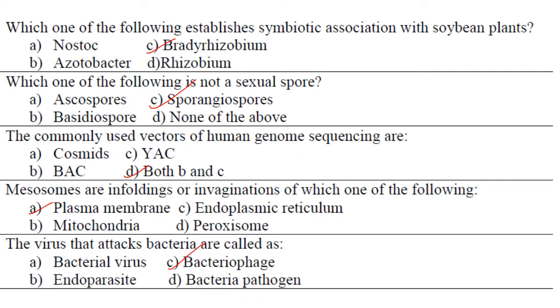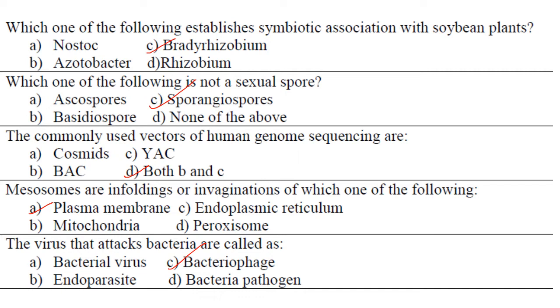Then mesosomes are enfolding or invagination of which of the following? Of the plasma membrane, and they are involved in respiration, and they are analogous to eukaryotic mitochondria. So the answer is option A, and a question related to mesosomes was also asked just the previous year. I have uploaded the question paper, you can go through that.